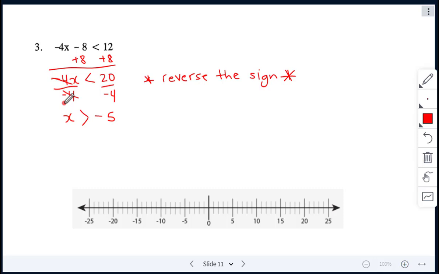All right, so now lastly is graphing. X is greater than negative 5. So we have our open circle, and it's greater than, so our arrow will point to the right. Okay, and the other method would be the curved line at negative 5, so like that, and you would point it to the right.